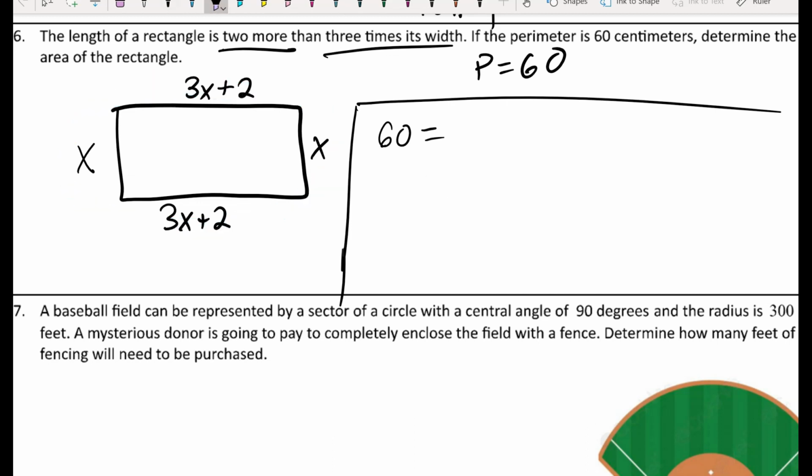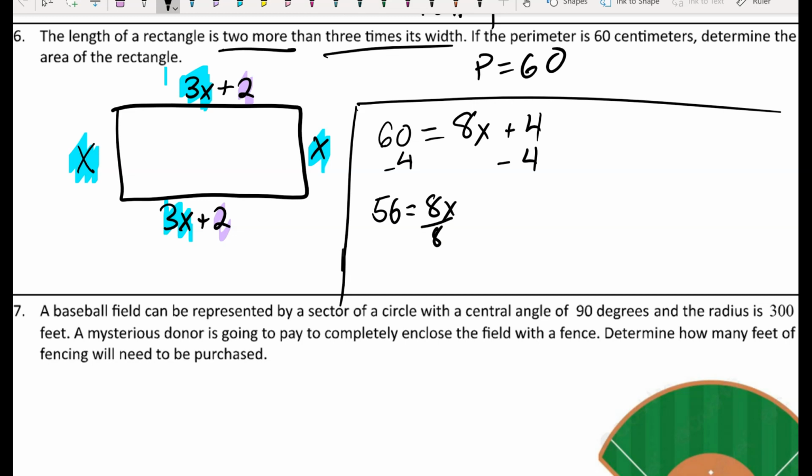So if I add up 3x plus 2, here's a shortcut I could do. 3x plus 1x is 4x, plus another 3x is 7x, plus one more x is going to be 8x. And then if I add my constants, 2 plus 2, that's just 4. To me, that's a little bit easier of an equation to look at there. Because to solve for x, I could just subtract away the 4, and then divide out the 8 to find that my value for x is 7, which means that my width is 7, and my length is 3 times 7, which is 21, plus 2 is 23.